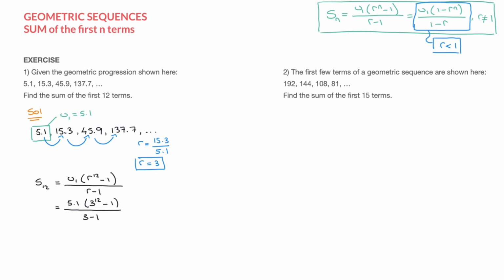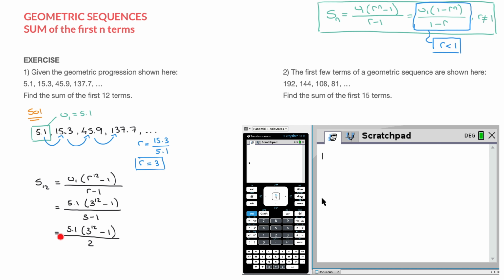And at this stage, I could of course plug this into my calculator directly, but I have trouble leaving a 3 minus 1 like this on the denominator. Indeed, since 3 minus 1 is equal to 2, I'll go ahead and write that this is equal to 5.1 times in parentheses 3 raised to the power of 12, I take 1 away from that, and I divide all of that by 2. And now that that's done, I enter all of this into my calculator.